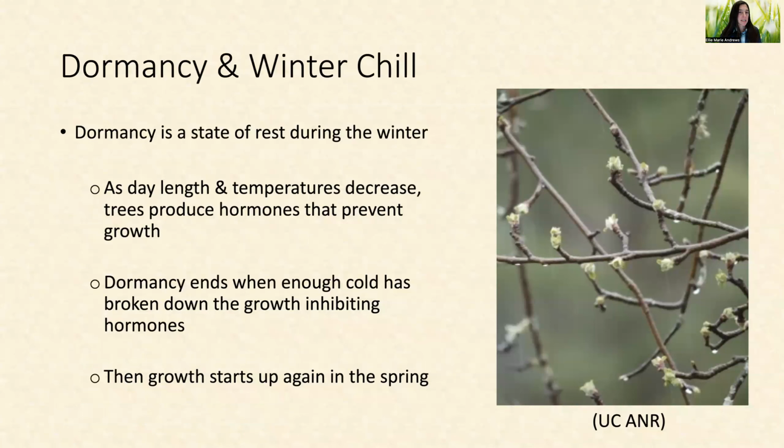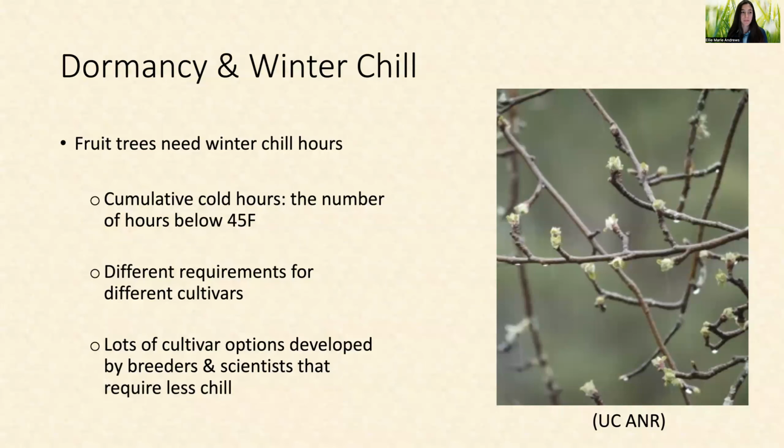So moving on to dormancy and winter chill. Dormancy is a state of rest during the winter. As day length and temperatures decrease, trees produce hormones that prevent growth. That's essentially what dormancy is. And then it ends when there has been enough cold to break down these growth-inhibiting hormones, and then growth starts up again in the spring.